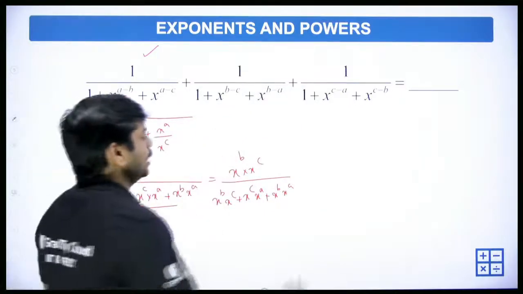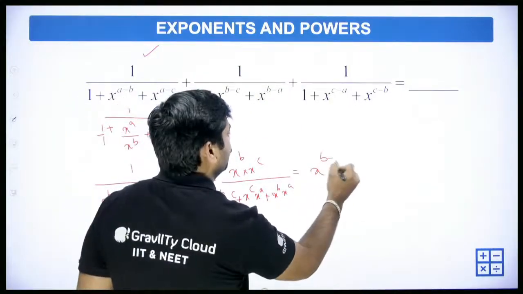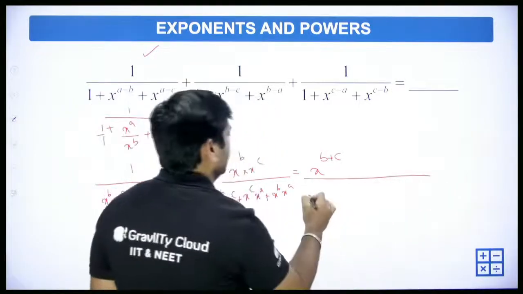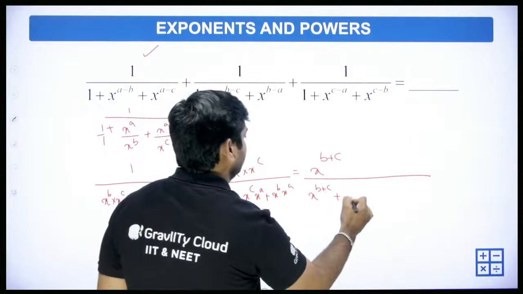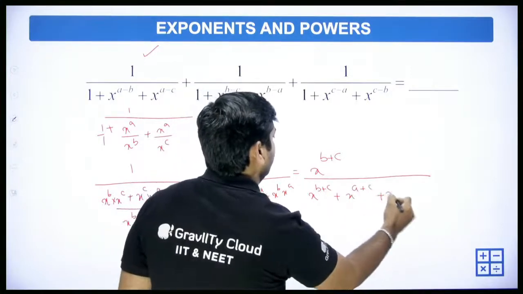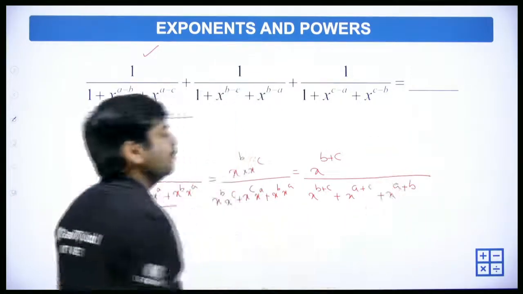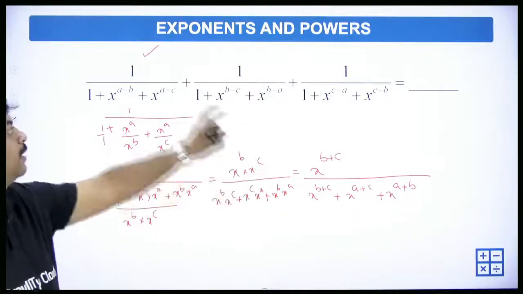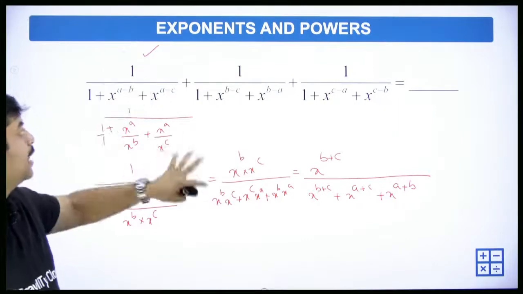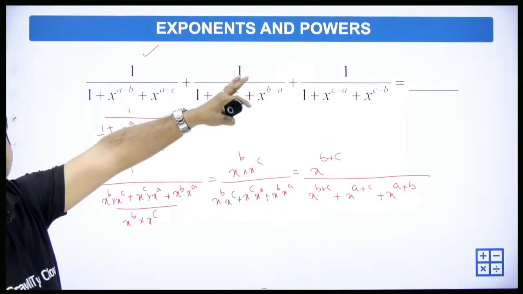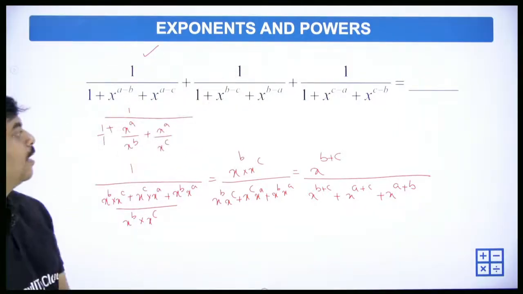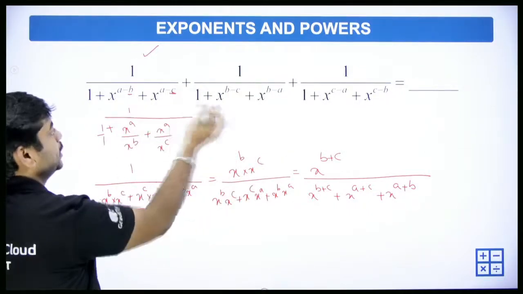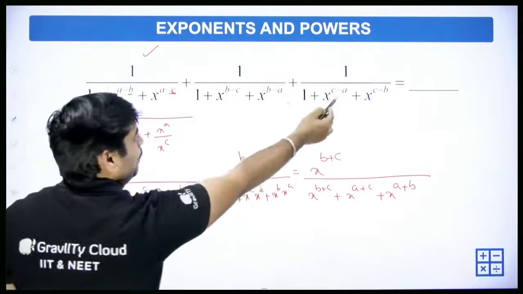So it is x power b plus c by, in the denominator, x power b plus c plus x power a plus c plus x power a plus b. Right? So this is the answer for the first term. Using this answer, we need to write for the second and third terms as well. So carefully see here how to write. x power b plus c, this is the b and this is the c. For the next one, you'll get c plus a, the next one you'll get c, a plus b.